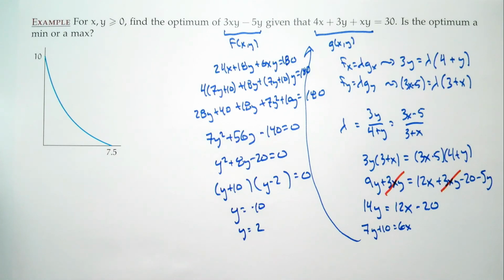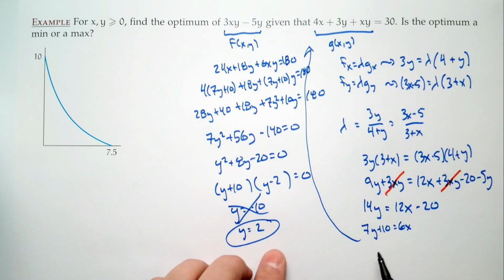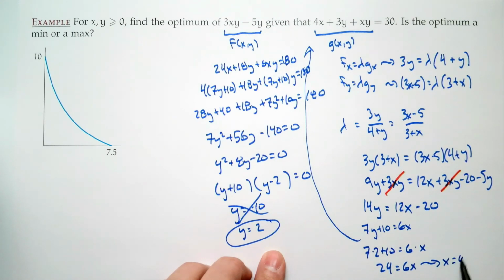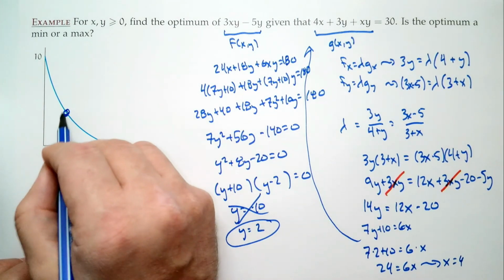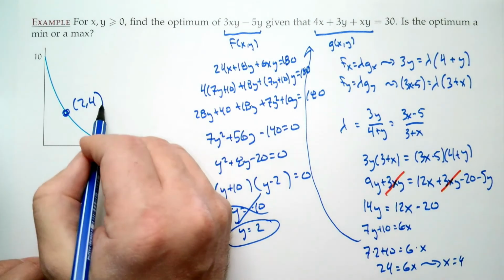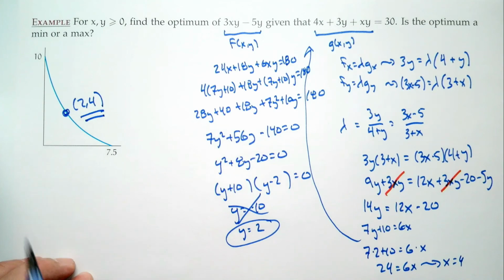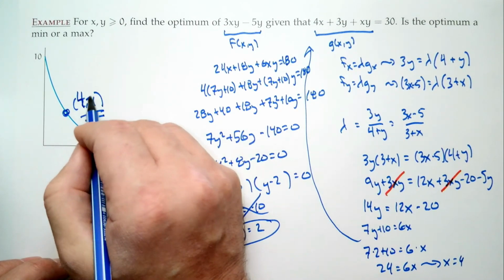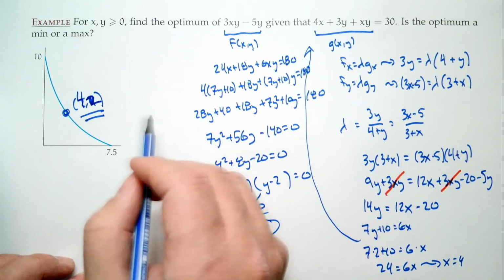Well, one of these things we don't care about. Which one don't we care about? The negative 10 we can drop because that's not part of our region. So we know we're looking for a place where y equals 2. If y equals 2, then 7 times 2 plus 10 equals 6 times x, or 24 equals 6x, which says x equals 4, which says we are at the point 4, 2. That's where it happens.